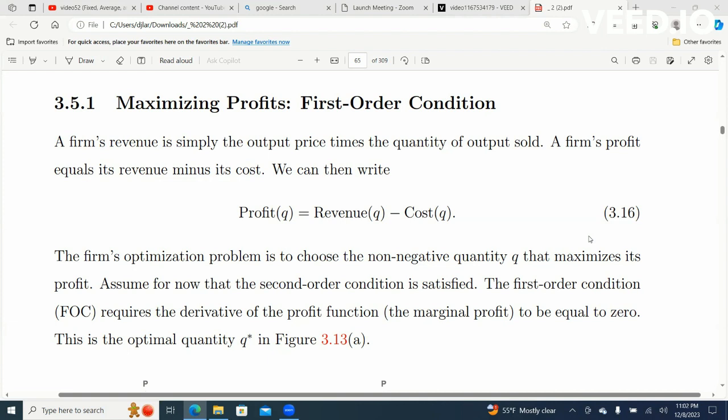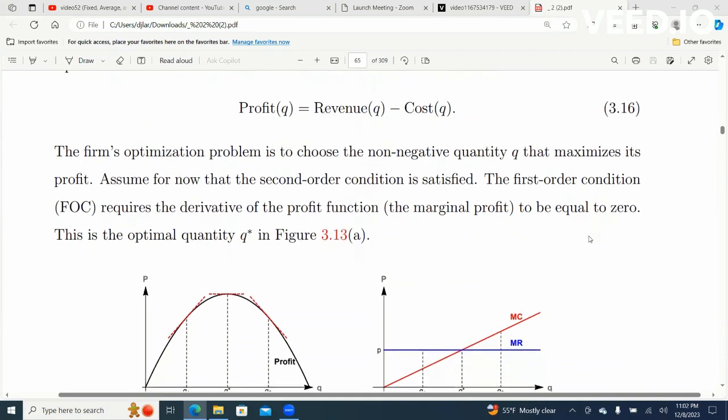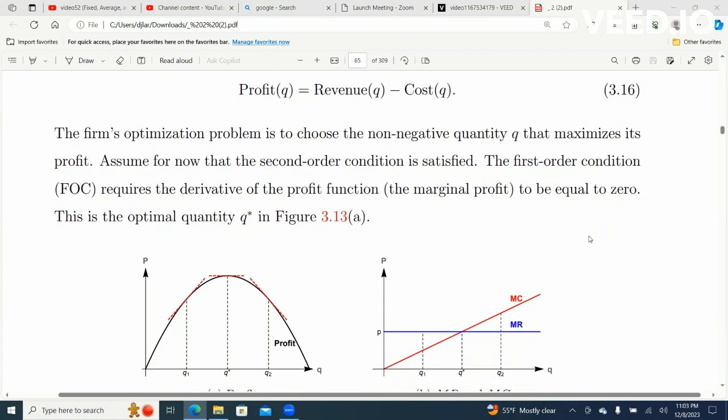A firm's revenue is simply the output price times the quantity of output sold. A firm's profit equals its revenue minus its cost. We can write profit equals revenue minus cost. Everything is a function of quantity. The firm's optimization problem is to choose the non-negative quantity Q that maximizes its profit. Assume for now that the second order condition is satisfied.